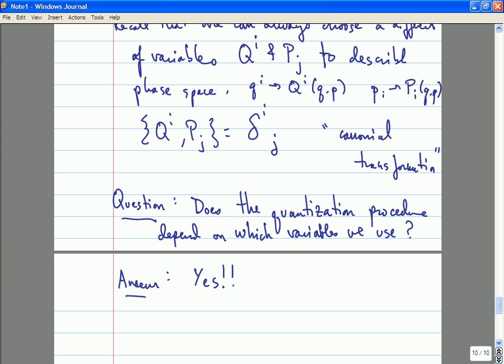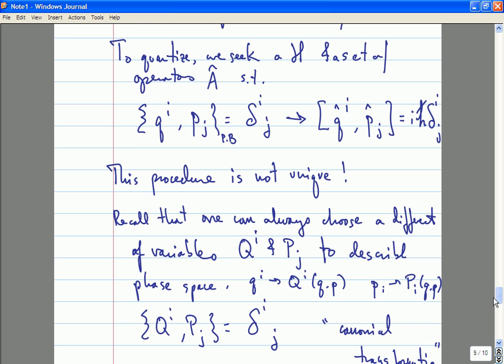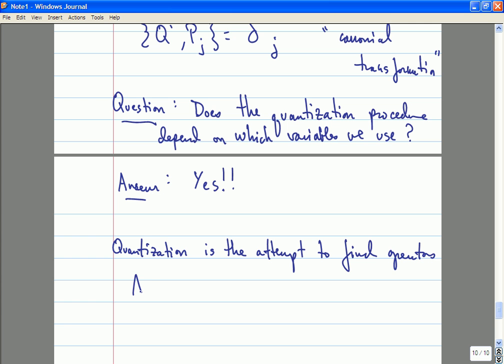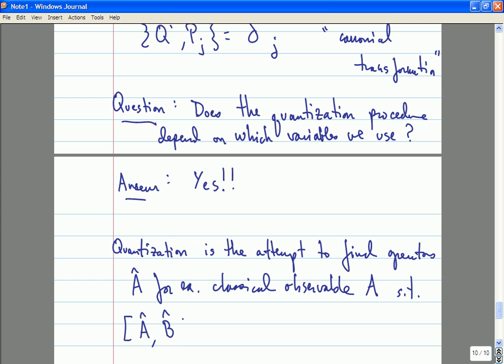What I mean by a quantization procedure is an attempt to find operators, so some operators A hat for each observable A, such that the commutator of two observables is equal to the classical Poisson bracket of those guys plus some correction terms that are of order h bar squared. And it's these correction terms that lead to the problem of quantization.